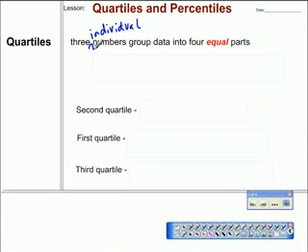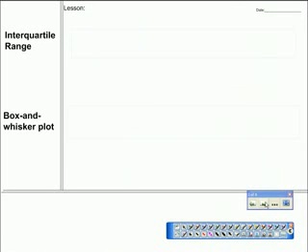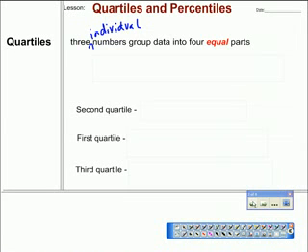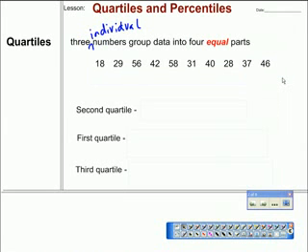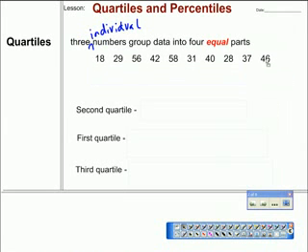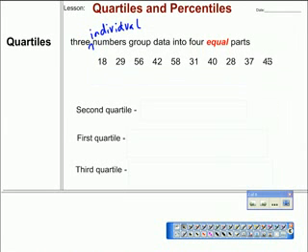So what we're going to do today, and our goal eventually is to make a box and whisker plot, but in order to do that, first we have to go through this and find our quartiles. So we're going to find three different numbers. That's going to break these into four equal groups. So here's a set of numbers. Please copy those. Put those into your notes. Here is a set of numbers.